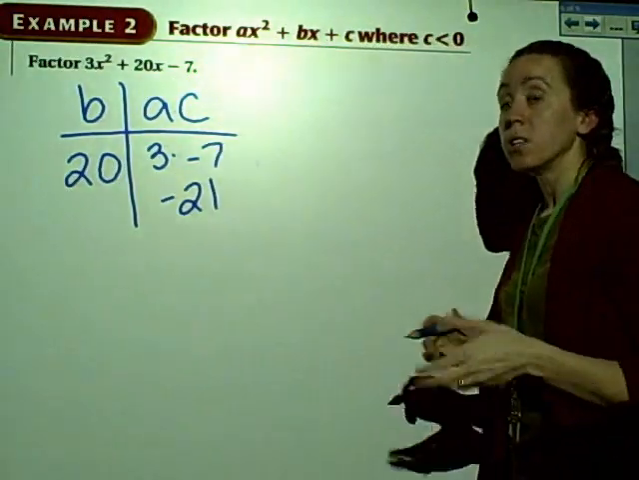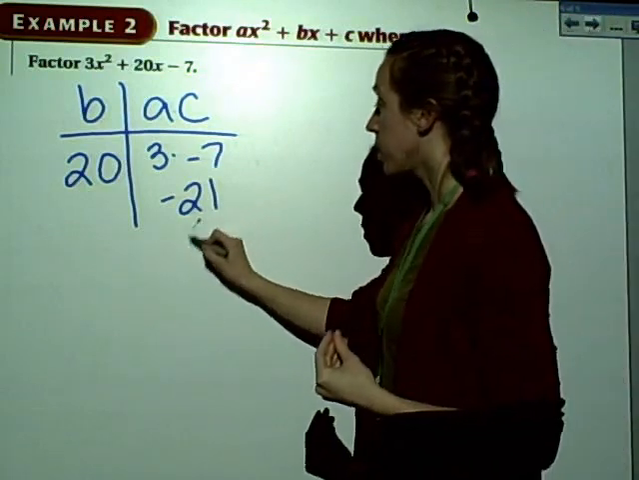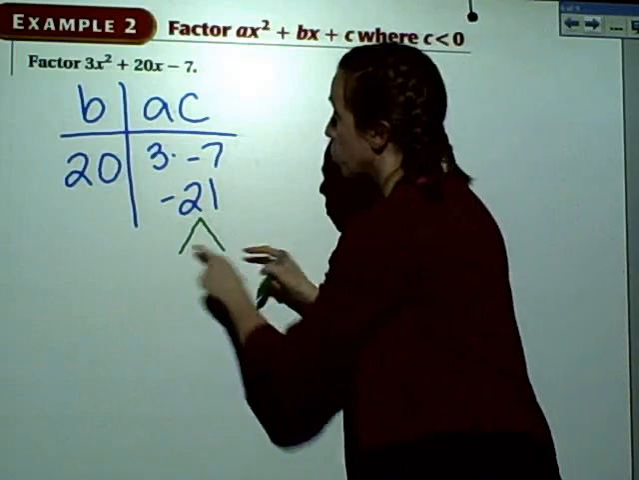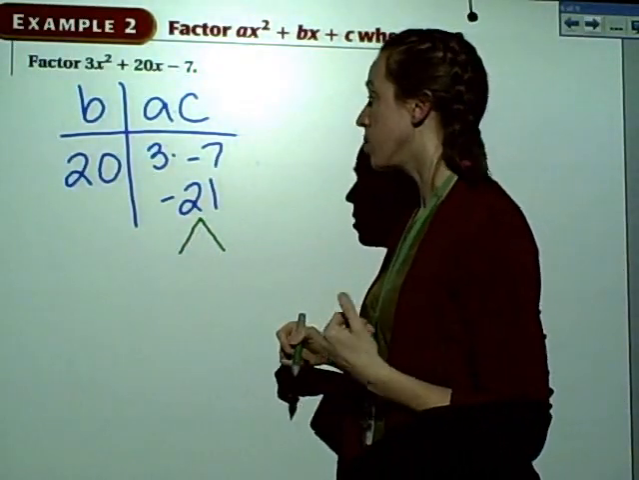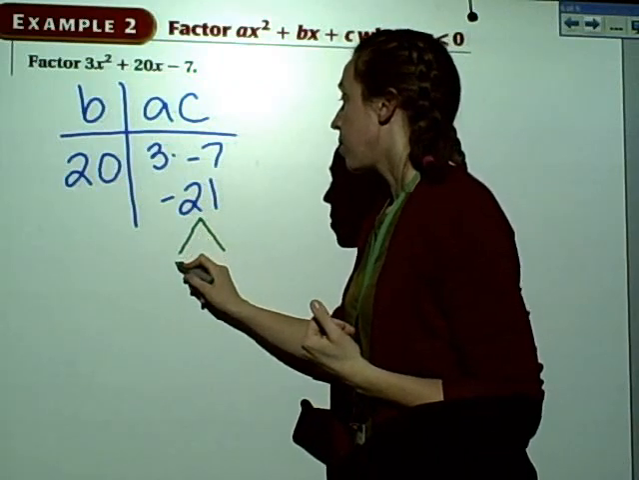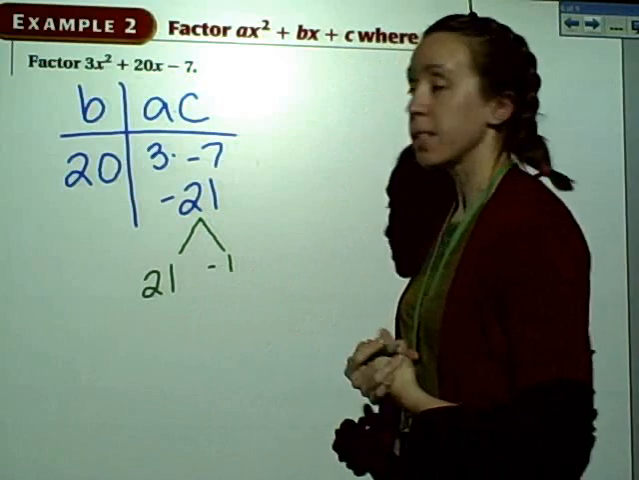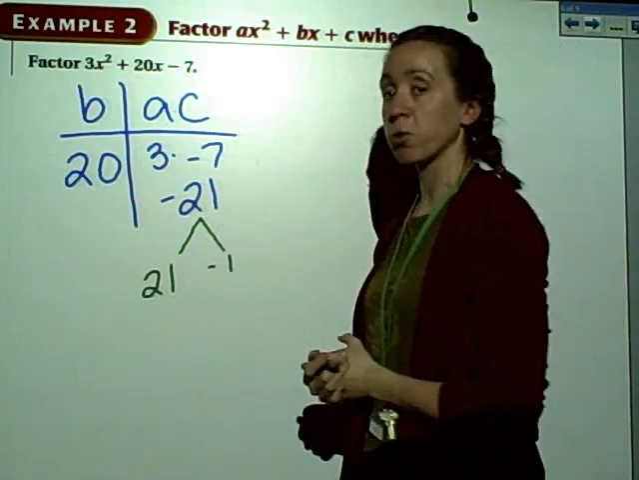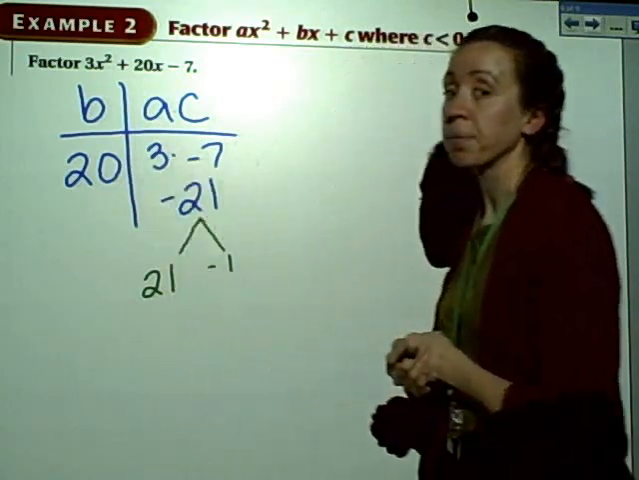Okay, so then I'm going to take my chart and figure out what two numbers multiply to be negative 21 and add to be 20. The only way I can do that is if I go 21 times negative 1. 21 times negative 1 gives you negative 21. 21 plus negative 1 gives you 20.